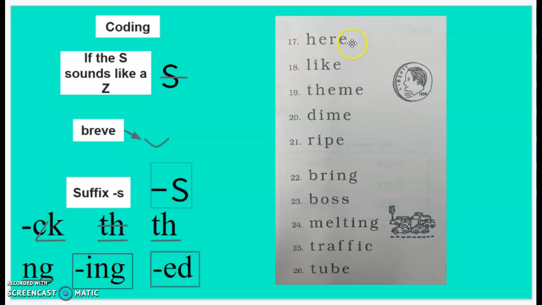Draw a line from the correct word that matches the picture of the dime. Dime. And the word that matches the picture, traffic. For dime, you should have picked number 20. For traffic, you should have picked number 25. Turn your paper over when you're finished.